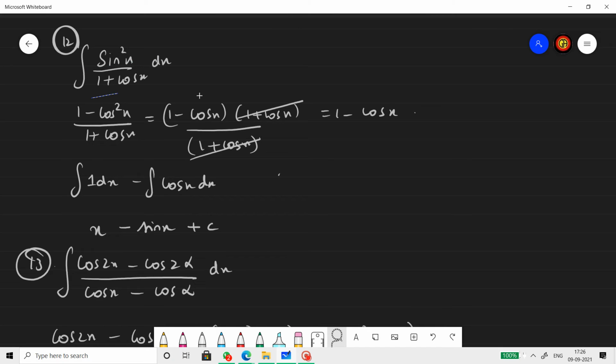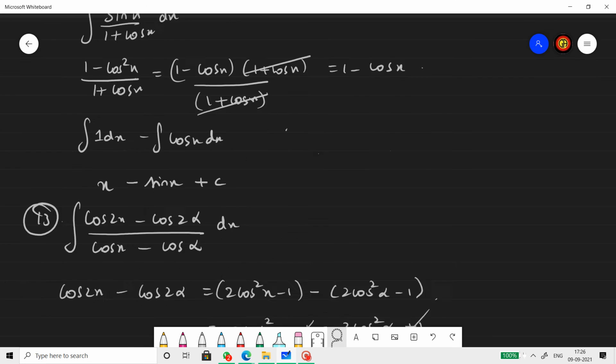Integrating sin square x by 1 plus cos x. Sin square x, we can write as 1 minus cos square x, which we can further split as 1 minus cos x into 1 plus cos x. 1 plus cos x will get cancelled. Remaining is 1 minus cos x. Now let's start integrating this. Integration of dx is x. Integration of cos x is sin x, and since there is a minus, it's minus sin x here, plus c. So this is the 12th one.